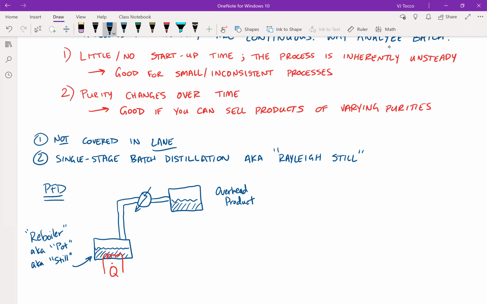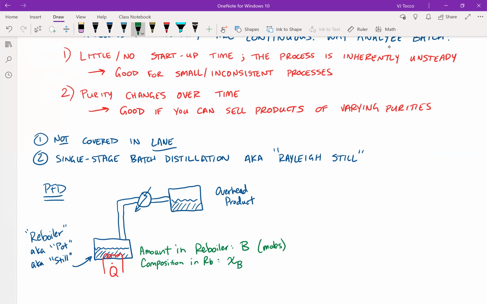So the types of material balances that we're going to do are a little bit different. We need some more terminology here. I'm going to call the amount of moles in the reboiler at any time B, for bottoms, in units of moles. And the composition in the reboiler at any time is going to be x_B.